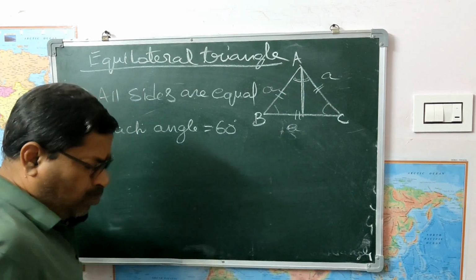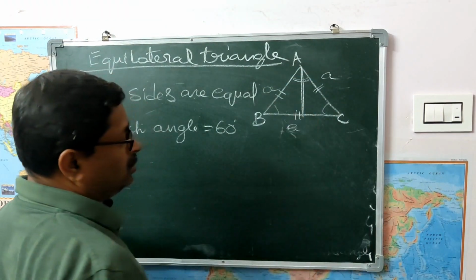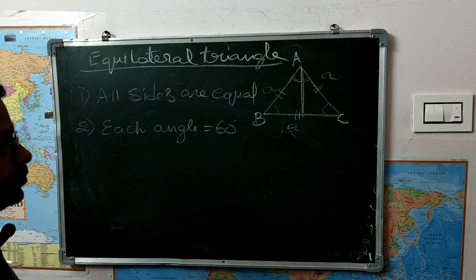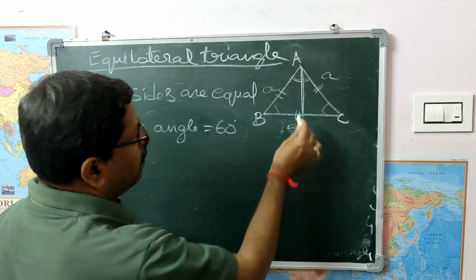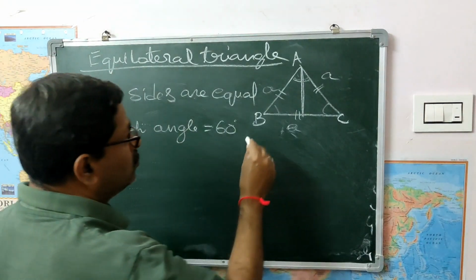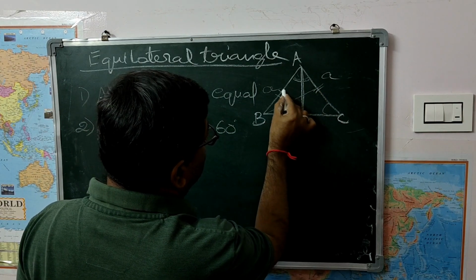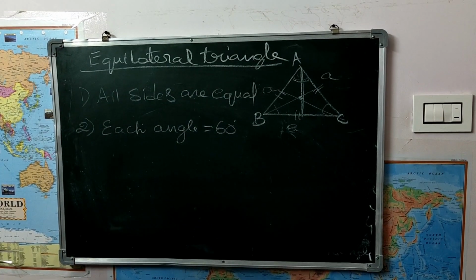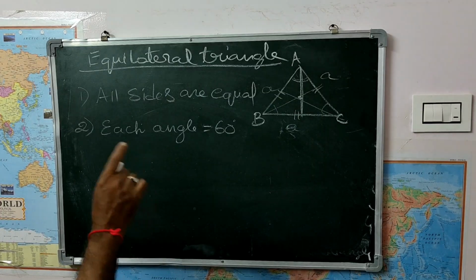So one line, if you draw it, if you join the vertex to the midpoint of the opposite side, that becomes altitude, angle bisector, perpendicular bisector, median. So all four are the same line. If you draw a line from this side to that and this side to that, all intersect at one place. This point becomes all four centers at the same point. That's what you must know.